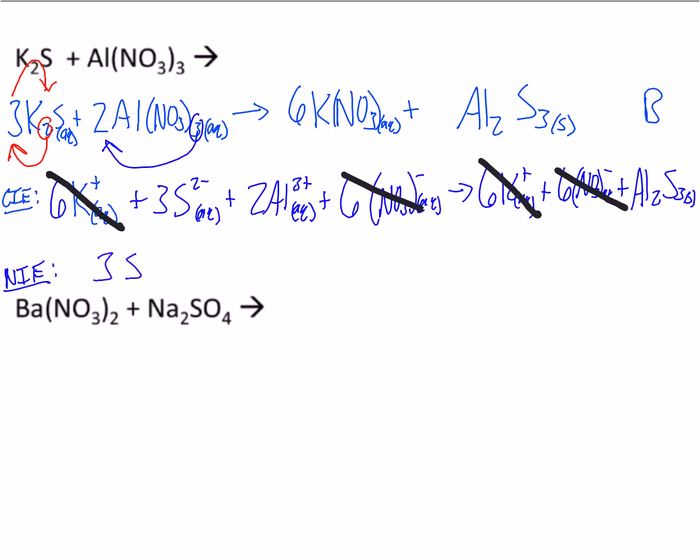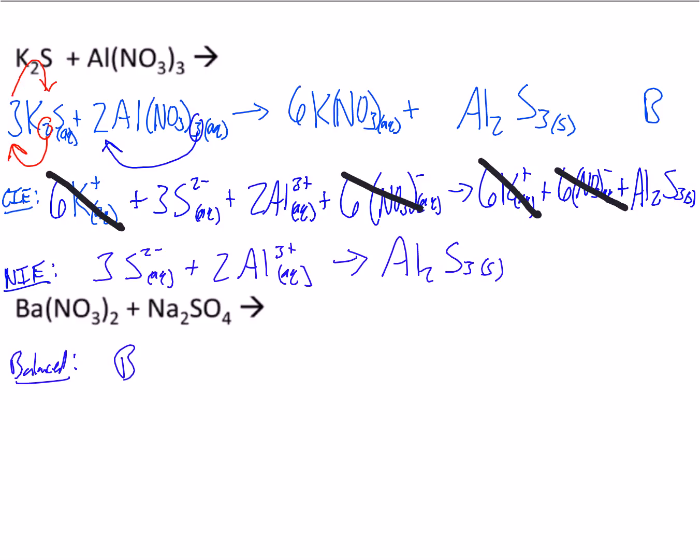So we get 3 sulfide ions plus 2 aluminum ions yields Al2S3 solid. So here we go. My balanced equation is the first one.